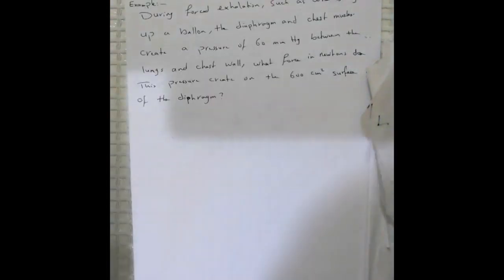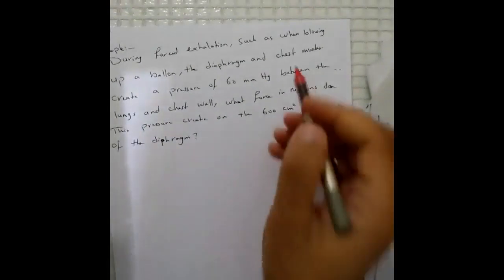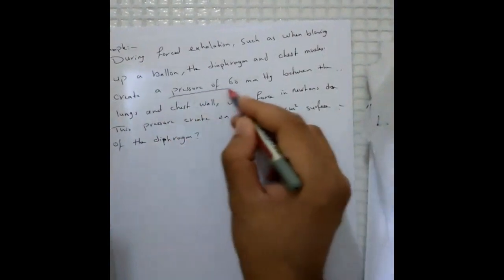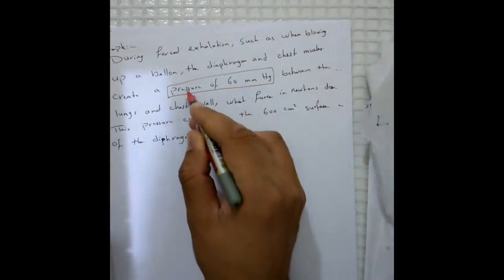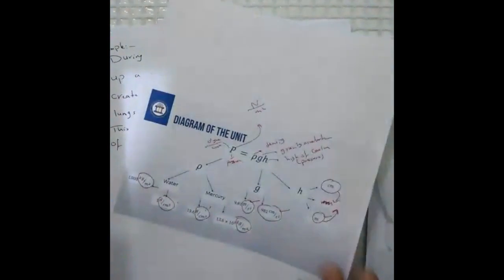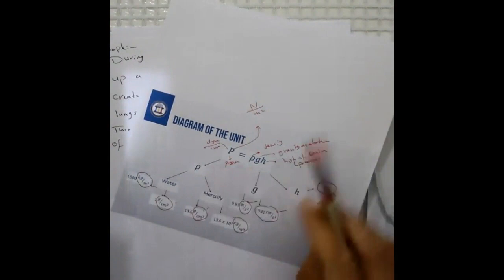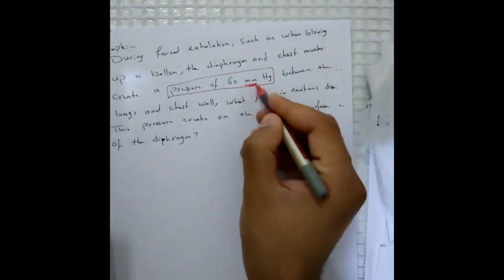Another example we have is during forced inspiration, such as when you are pulling up a balloon, the diaphragm and chest muscles create a pressure of 60, listen to me guys here, create a pressure of 60 millimeter mercury. He said the pressure, but that pressure is not P, okay? As I said before, this one is a pressure, and this one, maybe sometimes you name it a pressure. So which one is this one? 60, because the unit is millimeter mercury.